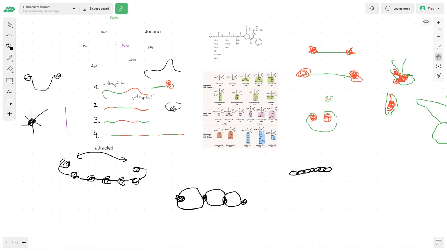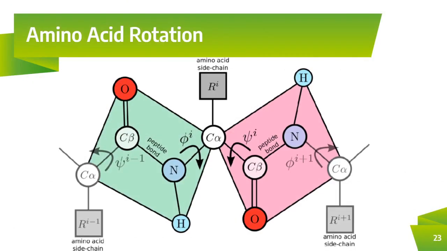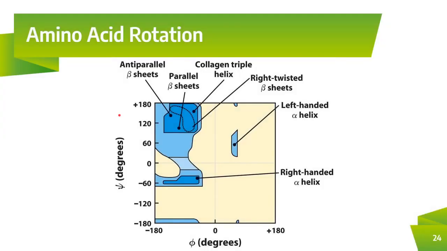So in the 1960s, I think, was the first time we had an actual picture of a protein. And as soon as somebody looked at the protein and looked at the angles in the molecules between them, they made a diagram. And this diagram actually shows you all possible structures that can be built with a peptide chain.